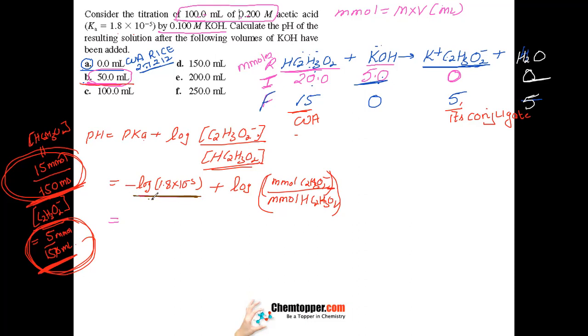Did you check the pKa, children? It must be somewhere around 4.74, and it is. I'll take only two significant figures. The 4 is not counted in sig figs, so this number has only two sig figs because this is pKa. Don't count the 4. It's exponential.